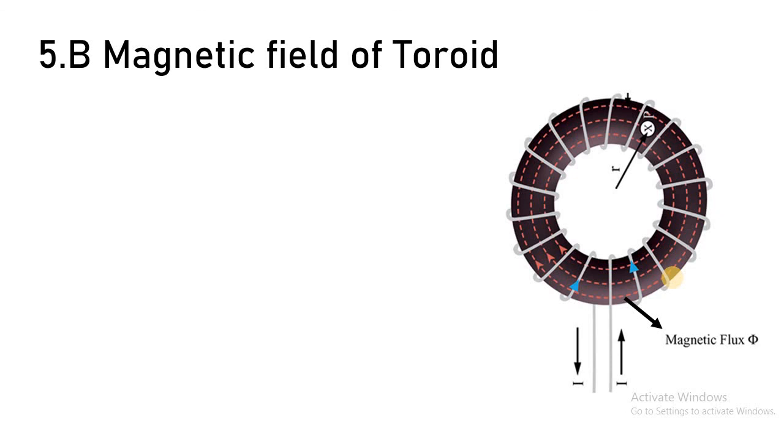The back side of the toroid will carry which current? Upward or downward? Downward. If the front side of the toroid is carrying upward current, then obviously the back side will carry downward current.